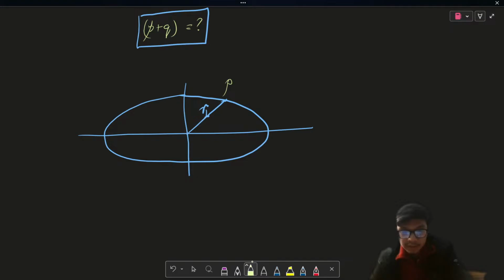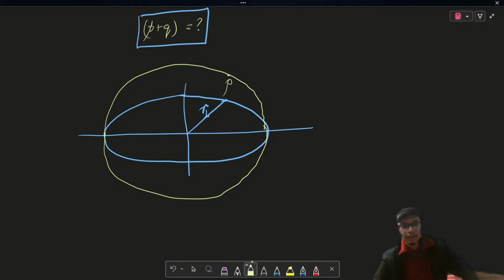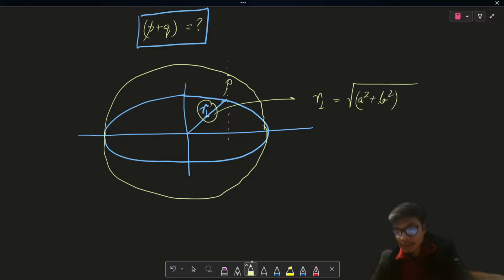There is a circle whose diameter is basically along the major axis of the ellipse, right? And from there we project it onto the ellipse surface. From there we find out the parametric form of the point, right? So instead of taking this r1 as a radius, it is taken as the square root of a square plus b square, where a and b are the semi-major axis and semi-minor axis.